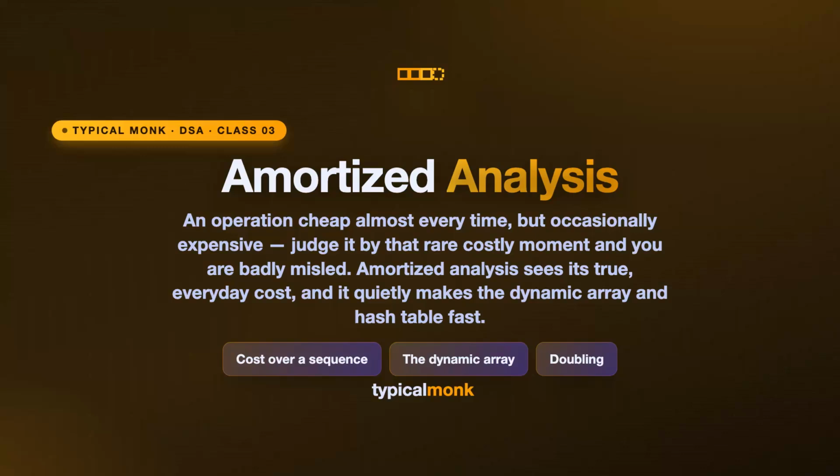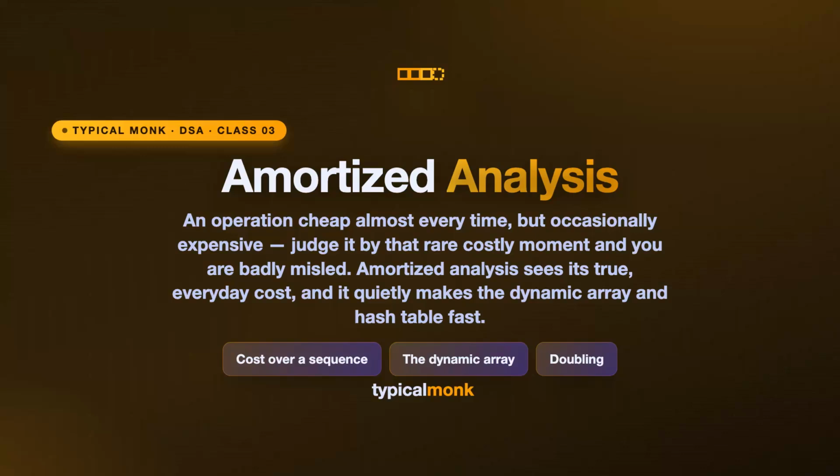In the last class, we learned big O notation, how we describe the cost of an operation as the input grows. But big O has a subtlety that trips up almost everyone, and today we are going to master it. Consider an operation that is cheap almost every single time you call it, but just occasionally, once in a great while, becomes expensive.